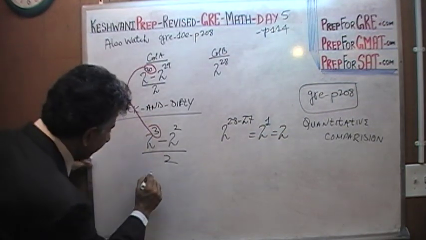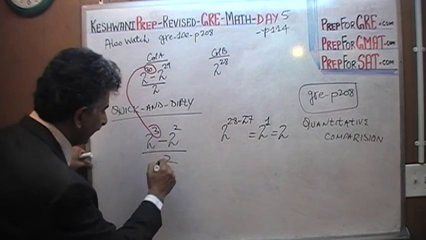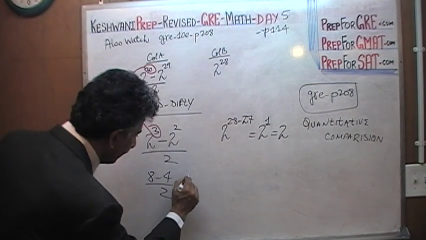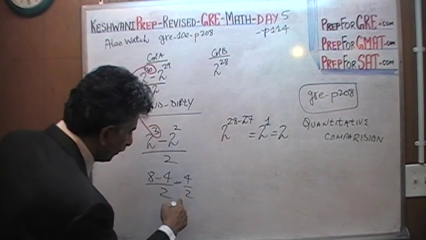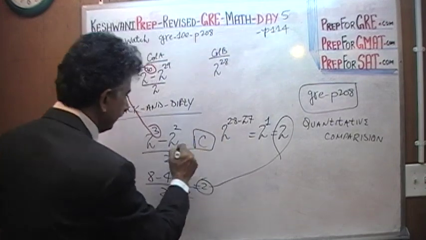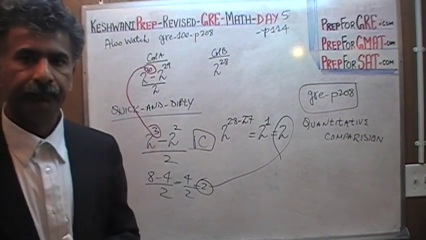2 to the third is 8 minus 2 to the second, which is 4, over 2. 8 minus 4 is 4, over 2. 4 over 2 is 2. Oh, voila, what do you know? These two are equal. The answer is C. That's it. We're done. Over and done with.